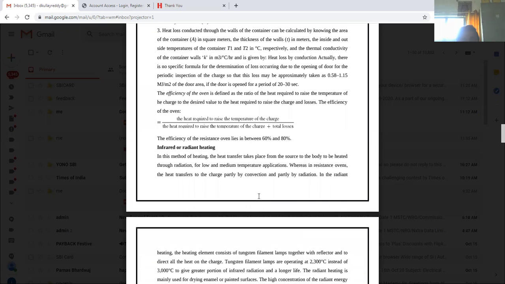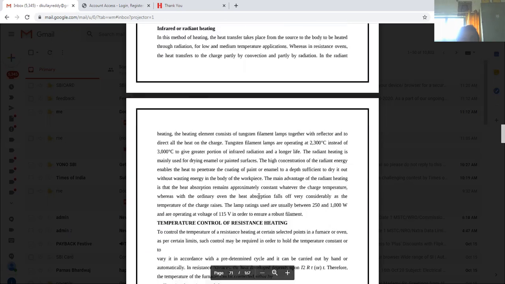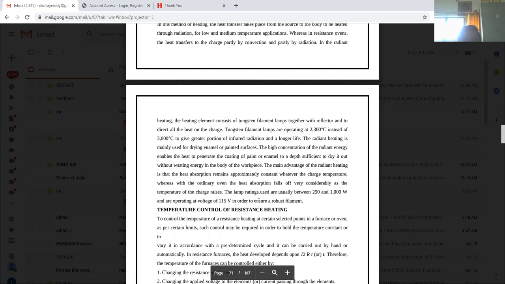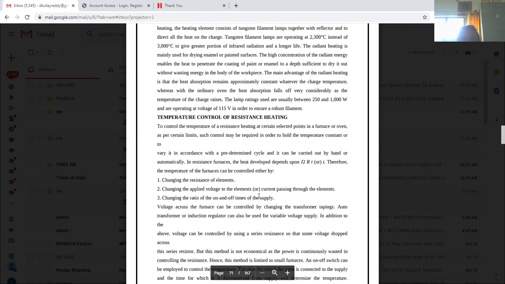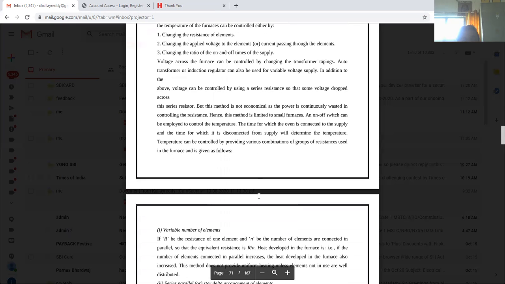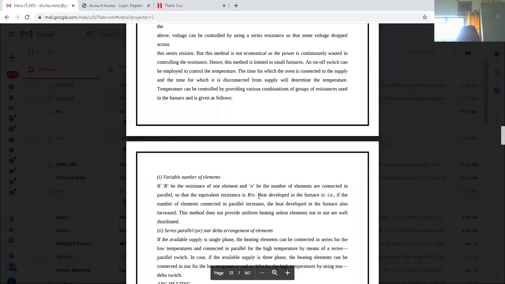Next, another type is infrared radiant heating. Here the heat is transferred from the source, and the body is heated by the radiation process. We use infrared radiant heating for low and medium temperature applications. One more important thing is temperature control. Temperature is controlled based on the resistance of the material used, which can increase or decrease the temperature in this heating process.